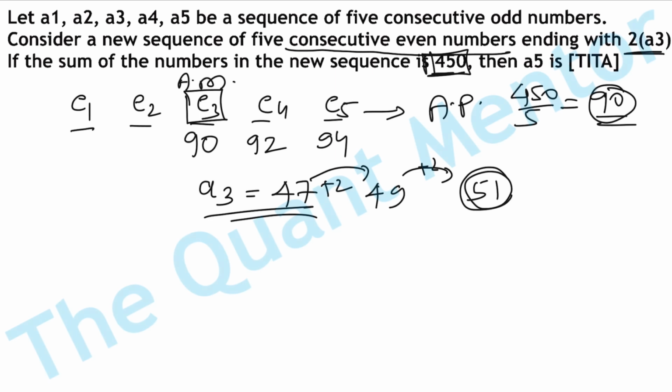And the mean of all these 5 terms is 90. It is the middle term. So the last term is 94. That tells me A3 is 47 and A5 is 51. A very short and sweet solution for this question. The answer is 51.